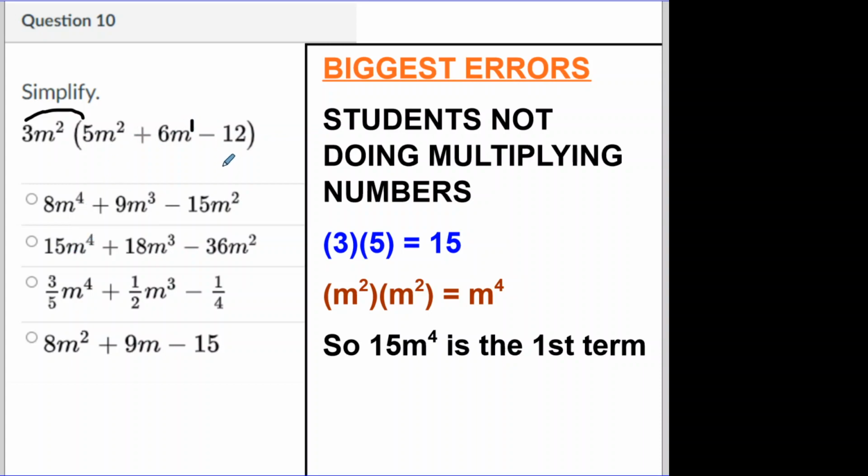Remember, for the ones without the exponents, put in the little 1 here. So 3 times 6 is 18. And then 2 add 1 gives you 3. So when we're multiplying, we're adding the exponents. But when you're multiplying with numbers, it's just your basic multiplication rules.